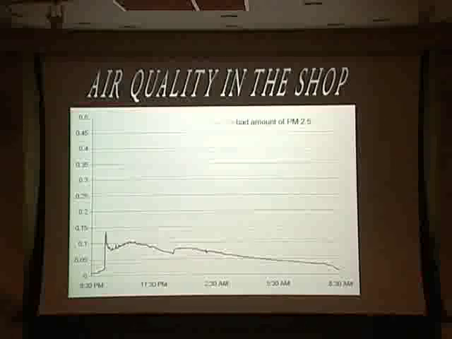So this is the air quality in the shop, and we decided to do this test at night so that there was no air circulation going on, so that we'd know exactly what the actual amount was. And as you can see, it was above the bad amount most of the time through the night. And then in the morning, when the doors started being opened up with the air circulation, it went down to below the amount.